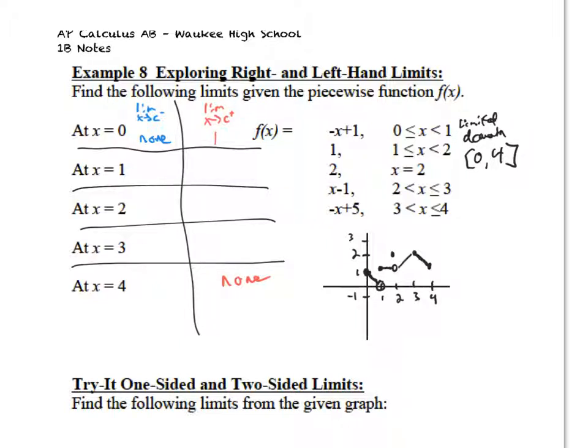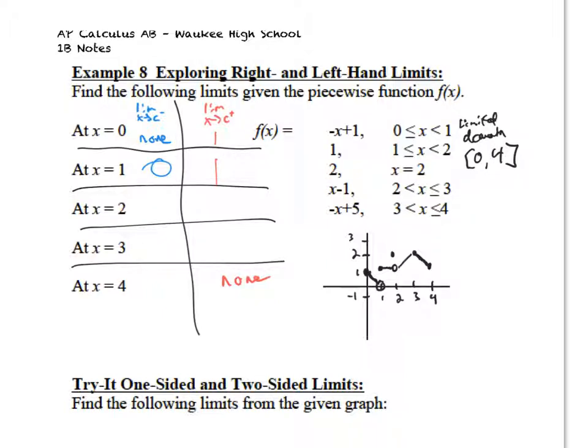If I want the limit as x approaches 1 from the left, as we're going in toward 1, it's going towards an open circle at 0. But remember, that open circle doesn't matter. So that's just going to be a 0. As we approach 1 from the right, it looks like we're coming in on a value of 1.